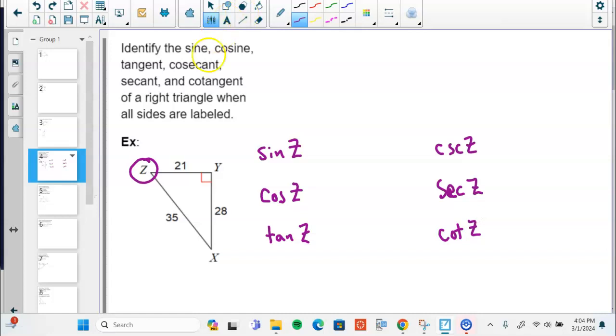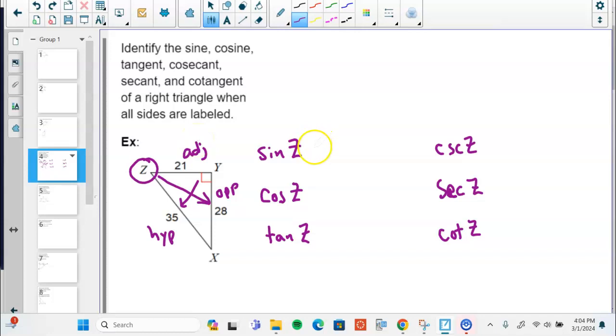So what I'm going to do is label the sides of this triangle based on the angle Z. The opposite leg is here. I should have actually identified my hypotenuse first. Hypotenuse is always across from the right angle, and it's always the longest of the three sides. The legs are your opposite and your adjacent. The adjacent is the 21.